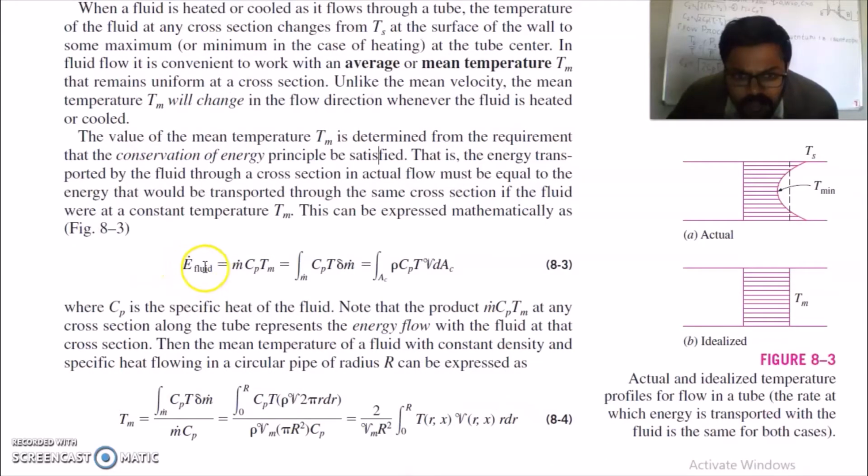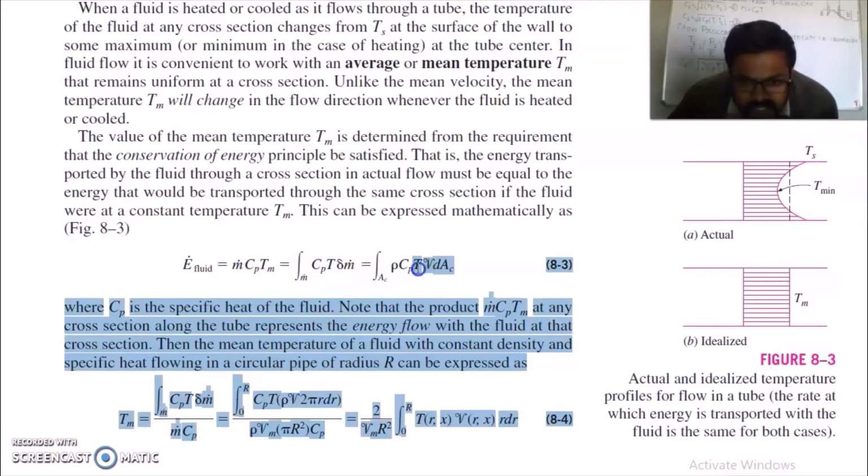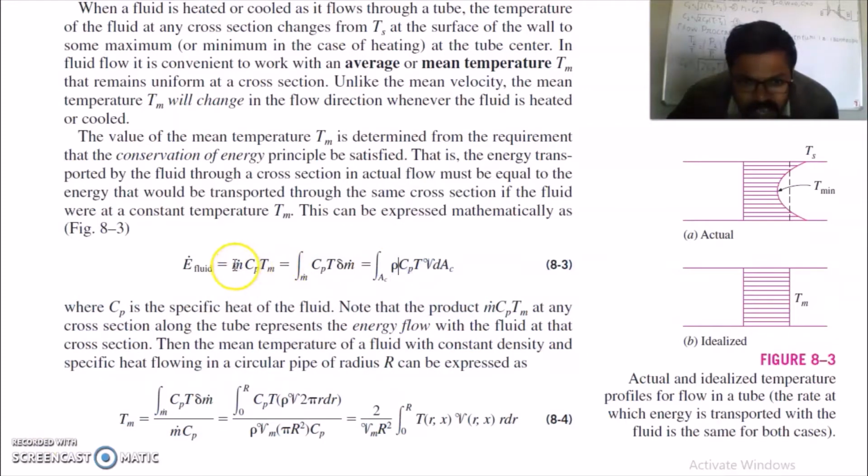We know energy transported by fluid is equal to m Cp Tm. This is energy transported by fluid, which is equal to Cp T del m dot, integration of m. So you can write, because density and Cp are constant, instead of del m you can write rho V dAc, integral of Ac, where V is your velocity. So equate this equation and this equation, take this m Cp to the denominator side, and you will get this equation here.